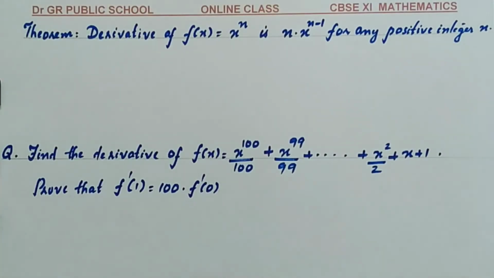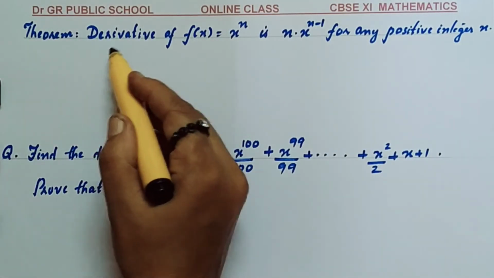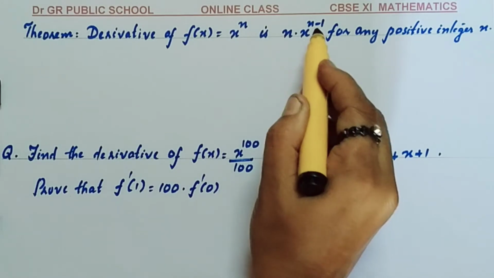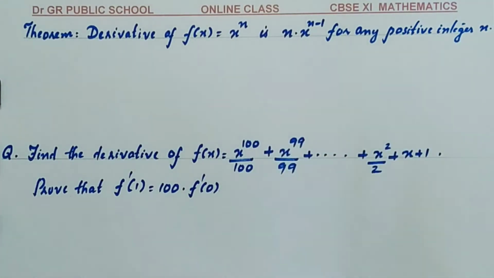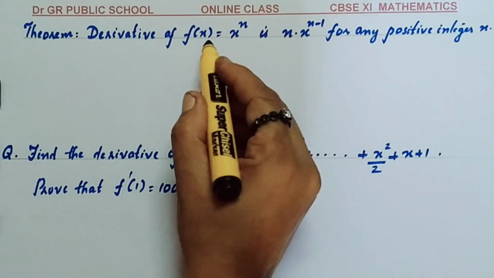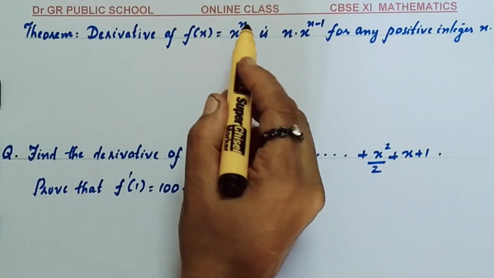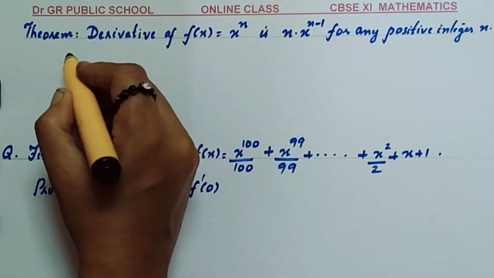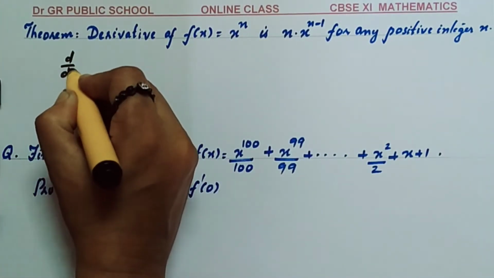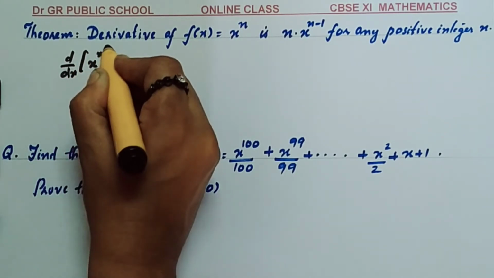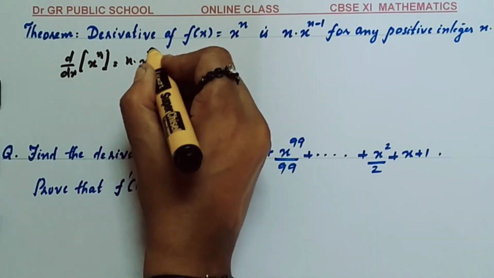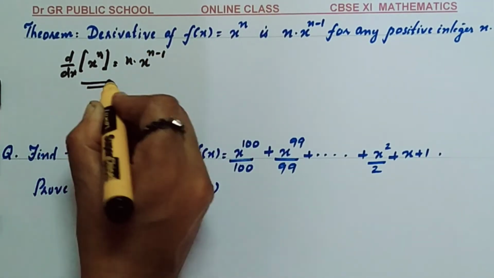Now we are going to study an important theorem. Now I need to study the proof of the same. Derivative of f(x) equals x raised to n is n into x raised to n minus 1 for any positive integer n. It means that if a function f(x) is x raised to a positive integer power, then the answer will be: derivative of x raised to n equals the power n into x raised to the power n minus 1. This will be the derivative of x raised to n.